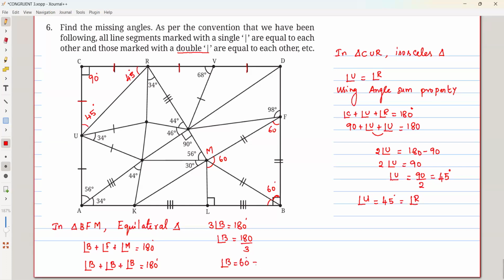So angle B is 60 degrees, and angle F is also 60 degrees. So all the angles are 60 degrees. Okay, so we got all these angles as 60 degrees. Now we can come to this triangle. One of the angles is 90 degrees. So what about this angle? The total is 90 and this is 60. So what could be angle B?